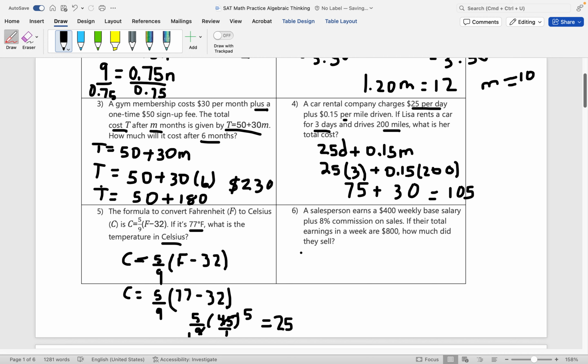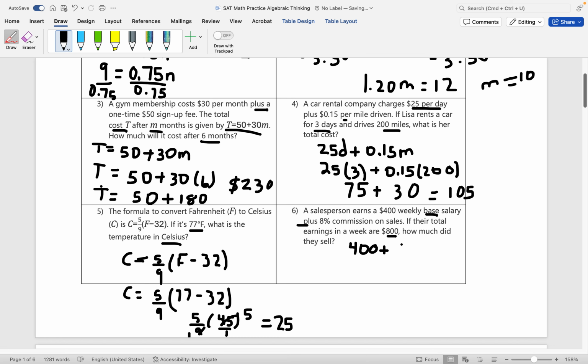Last question. A salesperson earns a $400 weekly base salary, plus 8% commission on sales. If their total earnings in a week are $800, how much did they sell? Okay, so once again, we're gonna put together our equation. So this person earns 400 base salary, so that's just 400. So every week he gets 400 no matter what. But then he gets plus a commission.